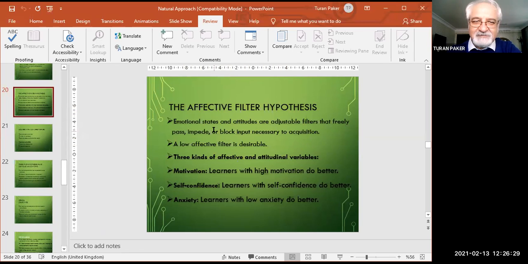The affective filter hypothesis says that emotional states and attitudes are adjustable filters that freely pass or impede or block input necessary to acquisition. A low affective filter is desirable because then they feel free to communicate. And three kinds of affective and attitudinal variables are: motivation, learners with high motivation do better; self-confidence, learners with self-confidence do better; anxiety, learners with low anxiety do better. So it's the teacher who creates this environment.